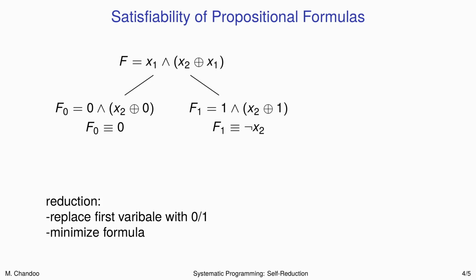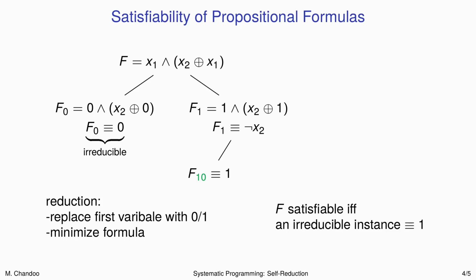So the reduction is to plug in 0 and 1 for the first variable and then minimize or simplify the formula. Since no variables are left in f0, it is irreducible. So we continue with f1. If we plug in 0, we get 1 as irreducible instance. This means f is satisfiable, and the index of this formula, 1, 0, is the satisfying assignment for our formula f.